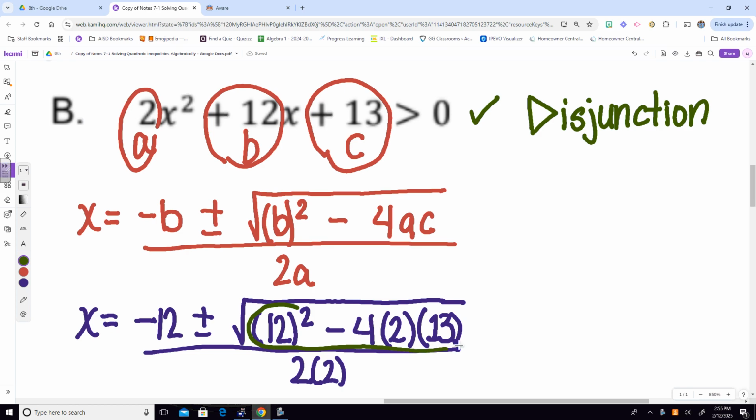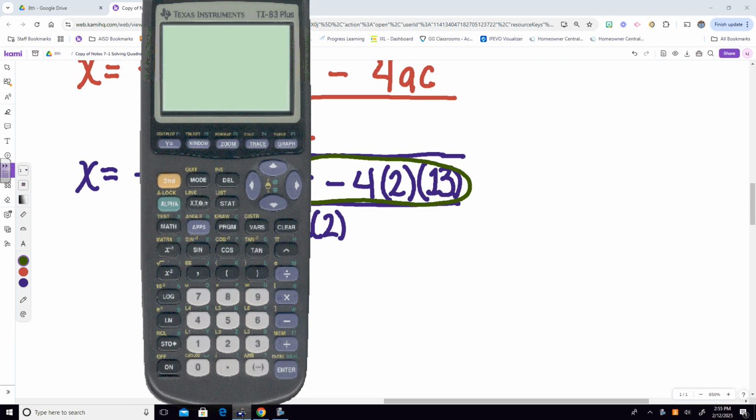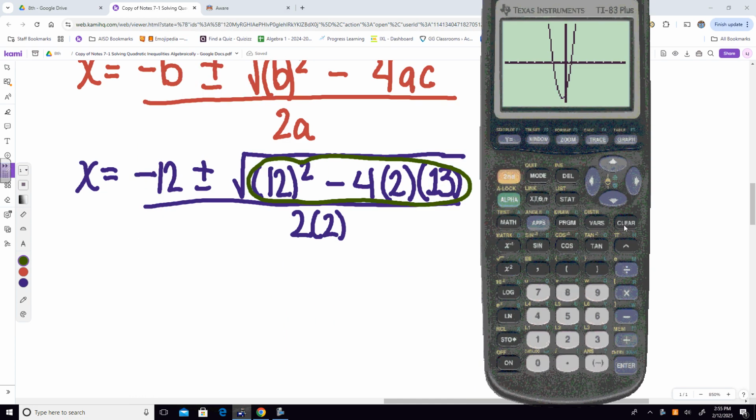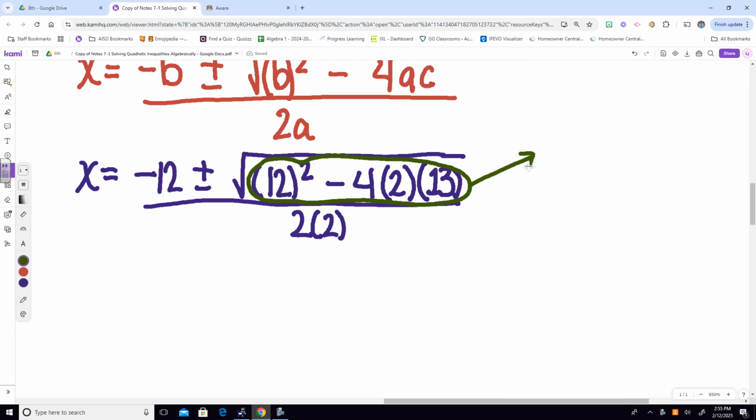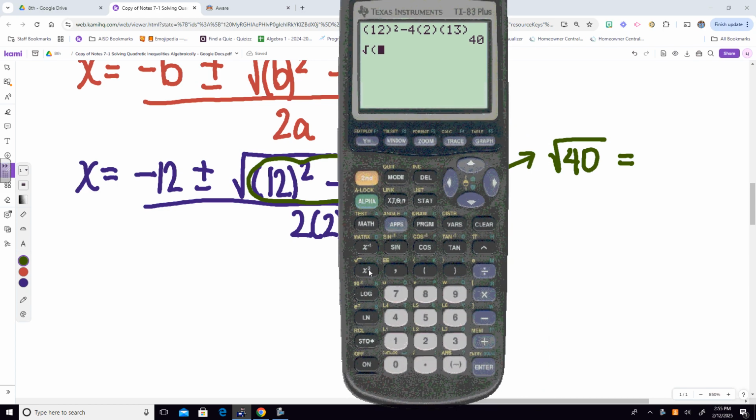Type all that junk that's in the radical, type it into your calculator, parentheses and all. Did you get 40? All right. So we have square root of 40. And rather than simplify the radical like we normally do, let's go ahead and take the square root, round it to the thousandth. How many places after the decimal is thousandth? 3.